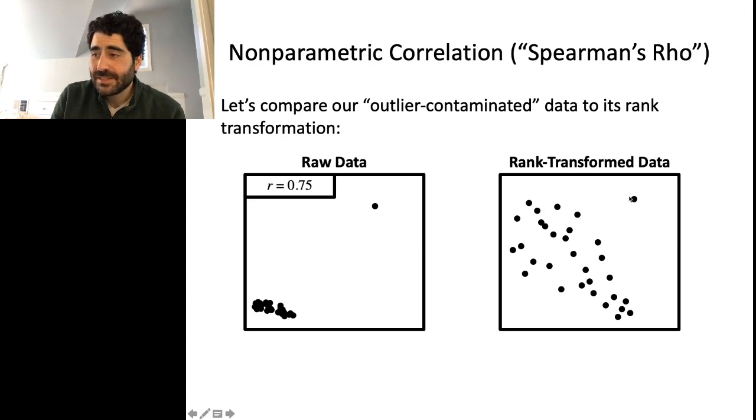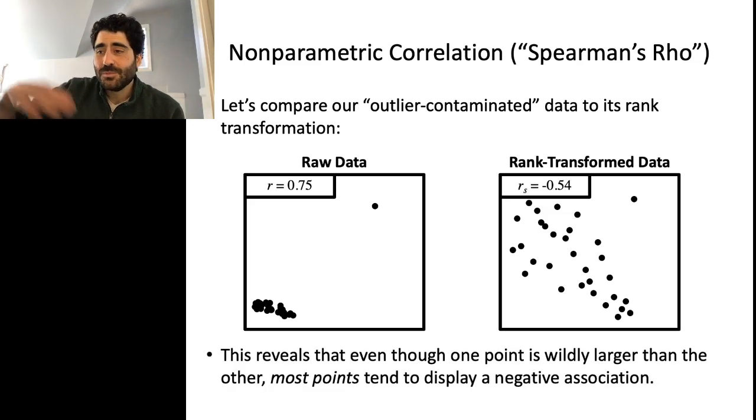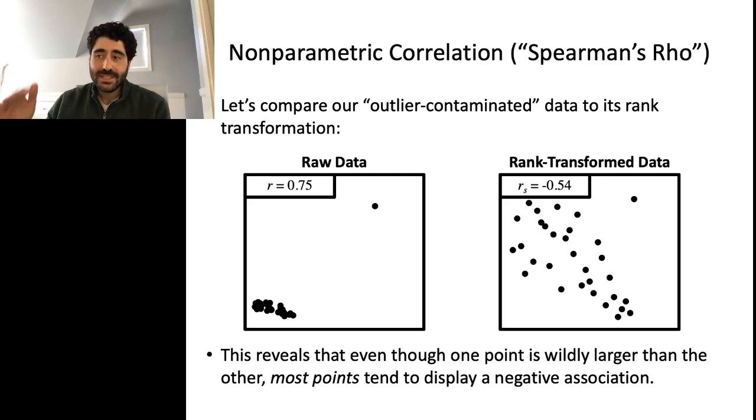Here you can see that this outlier is still a little bit weird, but it's much closer to the other data now. It's not possible to get a data point that's super far away from your other data here because we're forced to use ranks. It's not possible to have a rank that's very far away from your other ranks. And in this rank transformed data, we now have a Spearman correlation of negative 0.54. What this is telling us is that there is this one wildly different point, but for most of the time, when we increase X, we decrease Y by some amount.